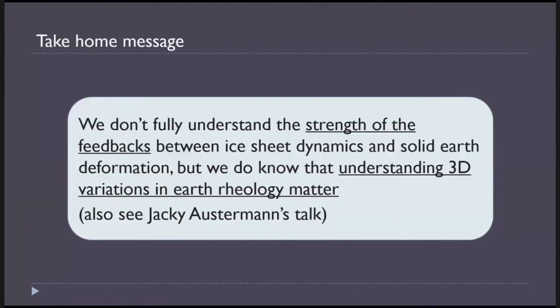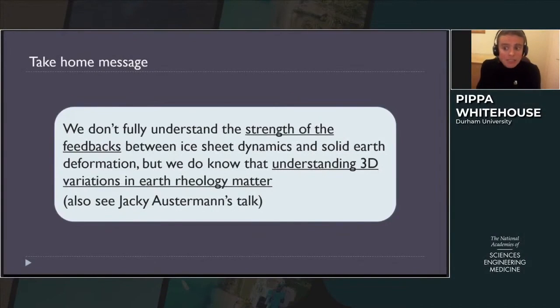Before I dive into the detail, I decided to include this take-home message, which really captures the essence of what I'm going to be talking about for the next 25 minutes. And that is that we understand a lot of the theory behind what I'm going to talk about, but we don't understand the detail. We don't understand the strength of the feedbacks between ice sheet dynamics and solid earth deformation. The thing that we do know at the moment is that it really depends on the earth rheology. And Jackie will talk more about this, about how we're mapping out 3D earth rheology. And one of the reasons we're doing this is to try and understand the rheology beneath the current remaining ice sheets to get the strength of these feedbacks correct.